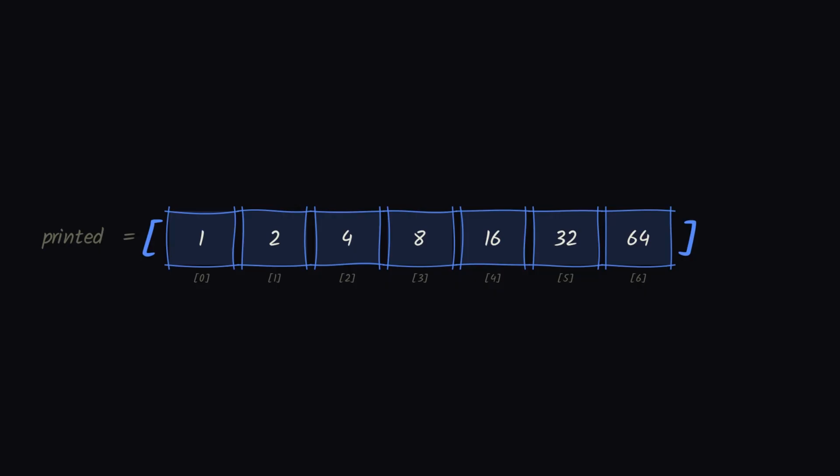Here's everything the doubling loop printed. 1, 2, 4, 8, 16, 32, 64. The next double would be over 100, so the condition turned false, and the loop stopped right there. The values decided when to end.